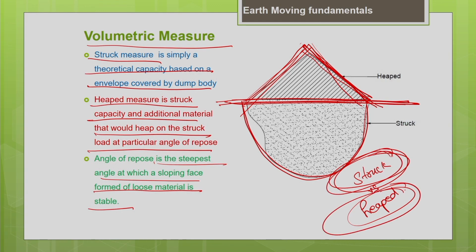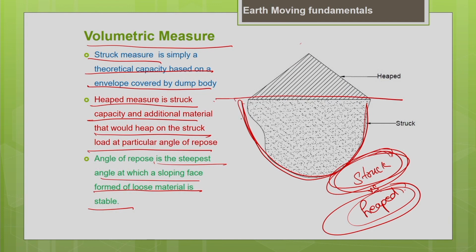Struck means you are going to strike off level and measure. Okay, that is struck capacity. Heap means you heap the material at a particular angle of repose and measure the volume. So very commonly we use only the heaped volumetric measure.